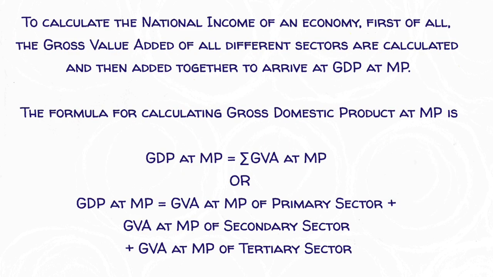So, to calculate national income of an economy, first of all, the gross value added of all different sectors are calculated and then added together to arrive at GDP at market price. The formula for calculating GDP at market price is: GDP at market price is equal to gross value added at market price of primary sector plus gross value added at market price of secondary sector plus gross value added at market price of tertiary sector.